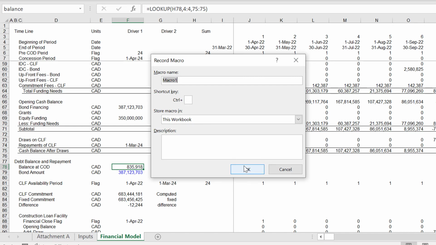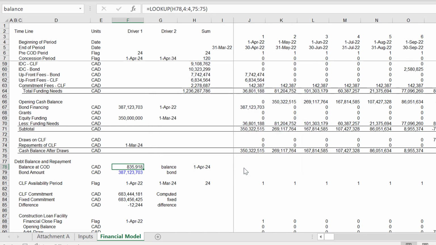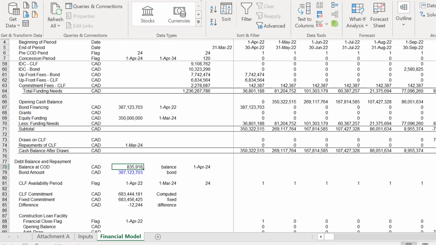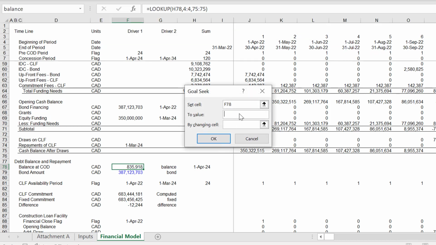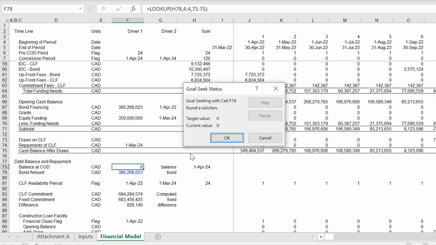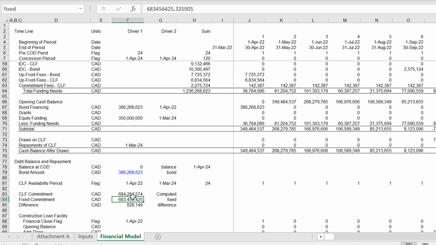I'll just call it macro 1. Who cares? The first thing is we do a goal seek, which is Data, What-If Analysis, Goal Seek, and we set that difference to 0 by changing the bond amount. That's the first thing we did. The next thing we did is we took the computed and copied, pasted special to the fixed, and then stop the macro.